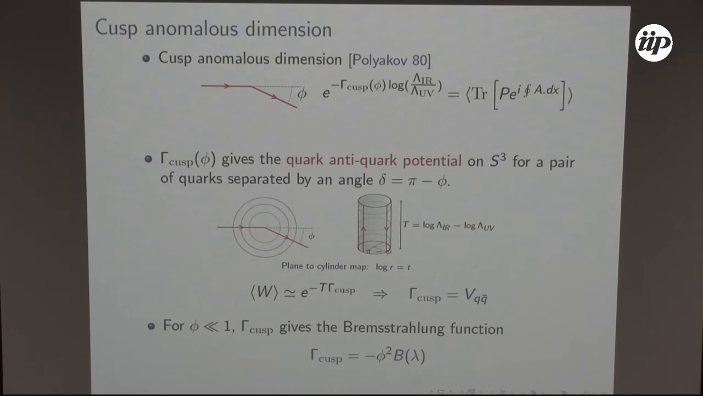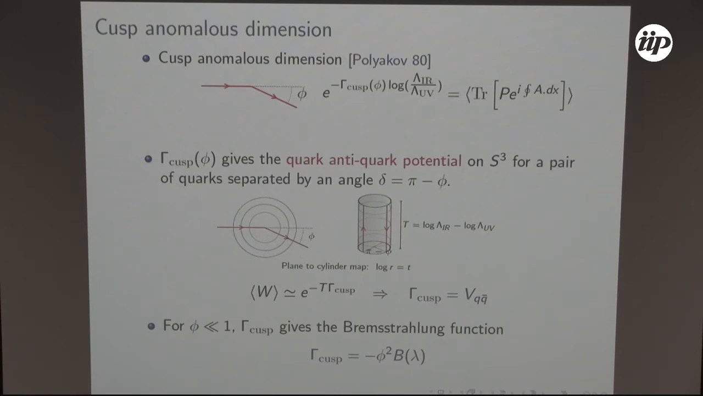Now, when you define your theory on the cylinder, but you're interested in the quark anti-quark potential in the plane, you only need to take phi going to pi, and then your pair of particles won't see the curvature of the sphere. And also the restoring function.